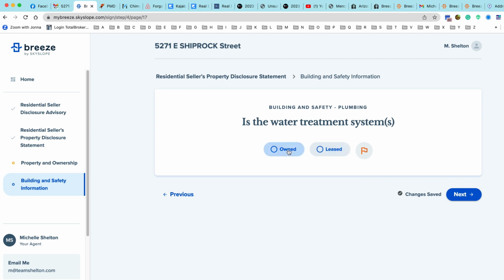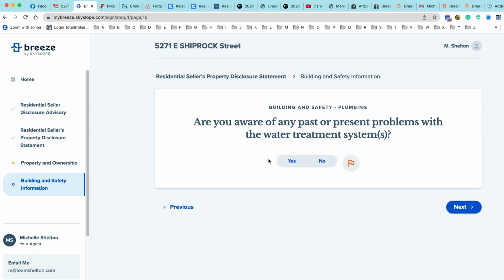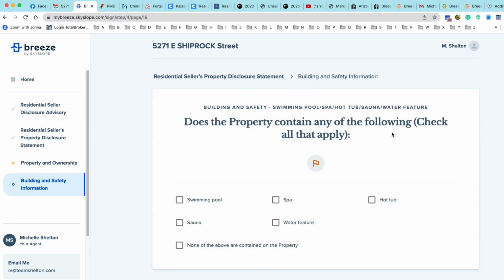Is the RO owned? That's kind of nice because sometimes you don't know. I'm constantly asking people, we have to disclose in the first few days if you have any leased items. Are you aware of any past or present problems with the water treatment system? No. Does the property contain any of the following?